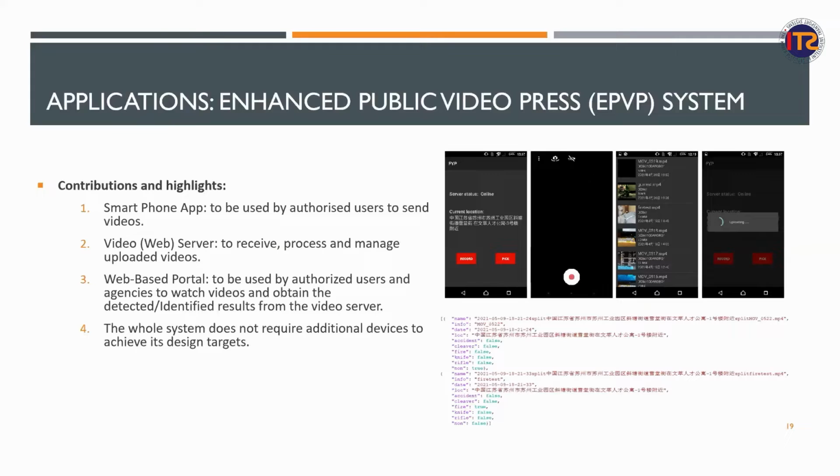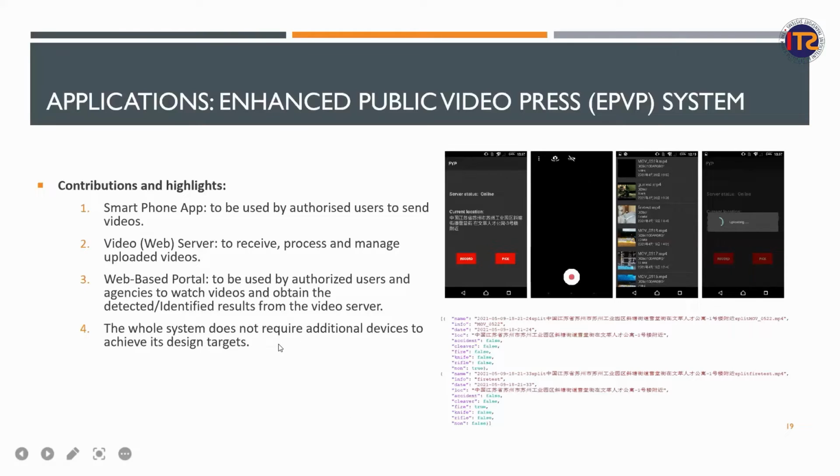The video can be on the fly, or also an uploaded video. Both options are fine for our system. So in the police station, the officers, policemen, just open a web-based portal to be used by authorized users. For example, officers or policemen can watch the video and obtain the detection and identification result from the video server. This step is automatic. This means that in the video web server, the server will identify and detect what kind of event it is, for example, robbery or fire.